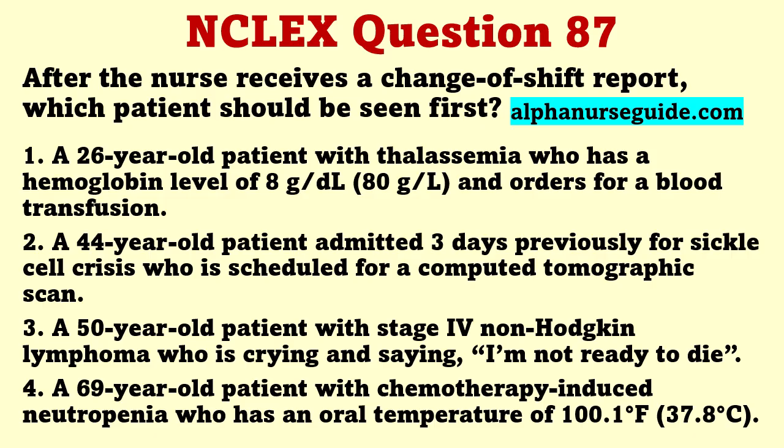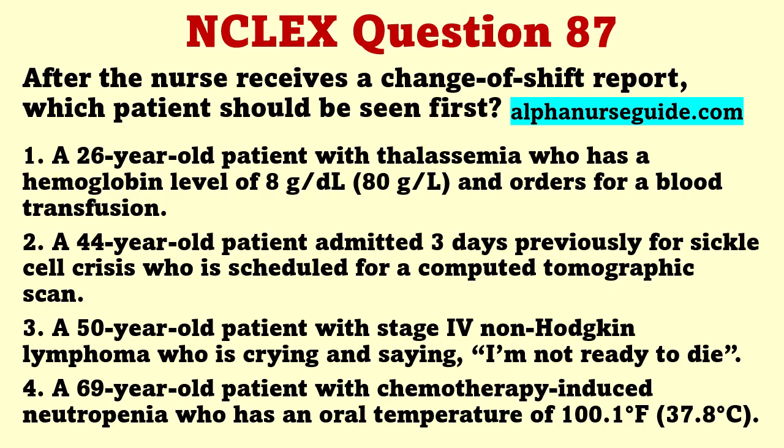After the nurse receives a change of shift report, which patient should be seen first? 1. A 26-year-old patient with thalassemia who has a hemoglobin level of 8 grams per deciliter and orders for a blood transfusion. 2. A 44-year-old patient admitted 3 days previously for sickle cell crisis who is scheduled for a computed tomographic scan. 3. A 50-year-old patient with stage 4 non-Hodgkin lymphoma who is crying and saying, "I'm not ready to die." 4. A 69-year-old patient with chemotherapy-induced neutropenia who has an oral temperature of 100.1 degrees Fahrenheit.